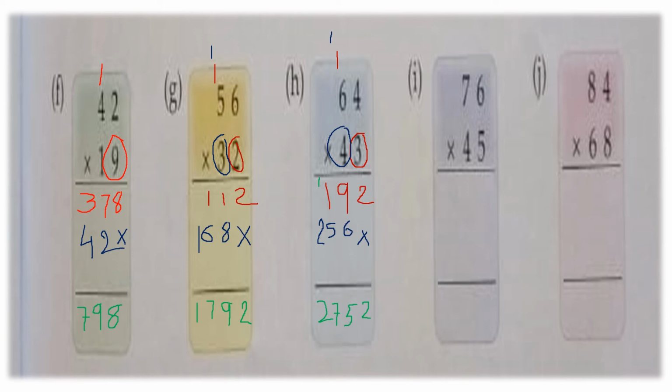76 multiplied by 45. Now 76 you multiply by 5. Now 5 6s are 30. 3 carry. 5 7s are 35 plus 3 is 38. Then put cross at ones place. 4 6s are 24. Then 2 carry. 4 7s are 28 plus 2 is 30.